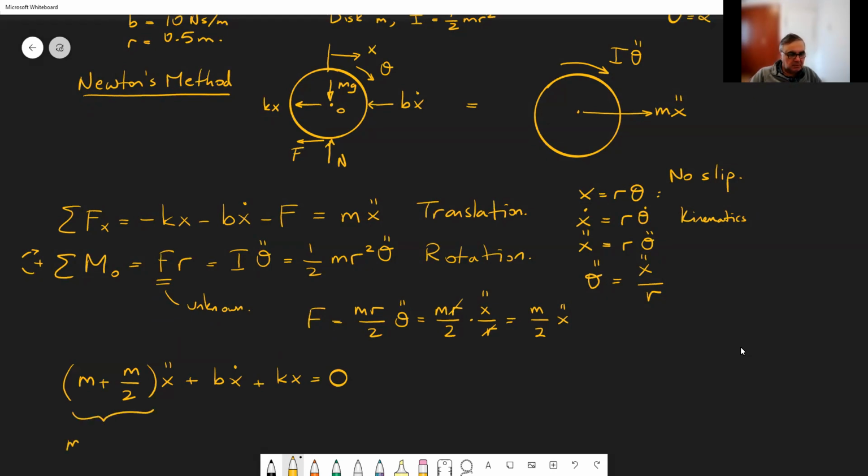So you have an equivalent mass of 3m over 2, as you see. So our equation of motion is x double dot plus, if you divide everything by that, 2b over 3m x dot plus 2k over 3m x equals 0.